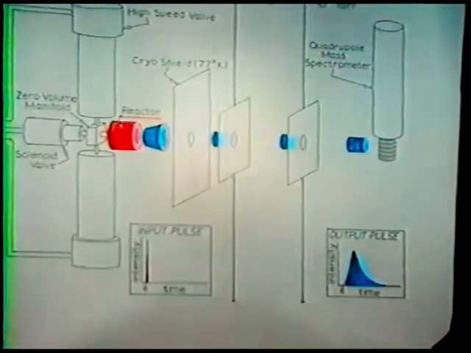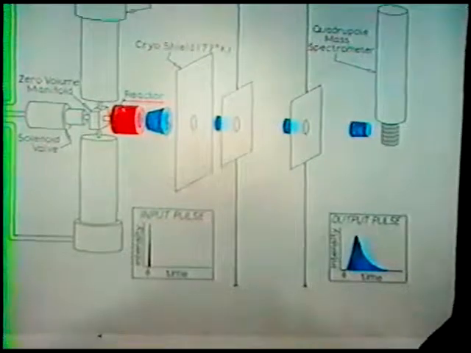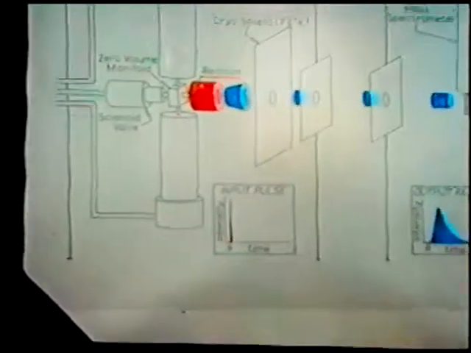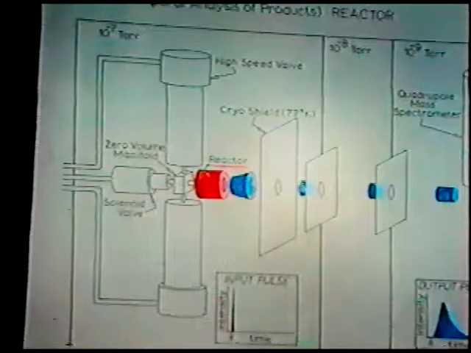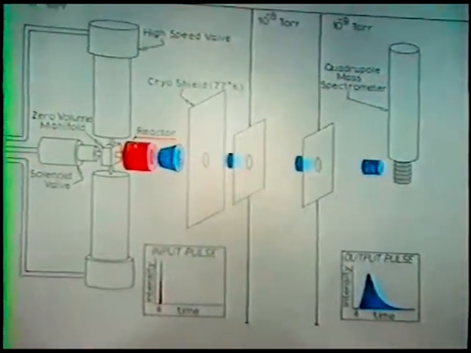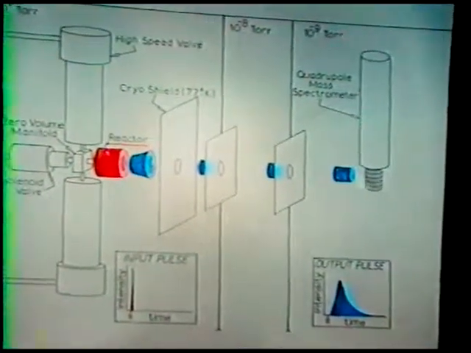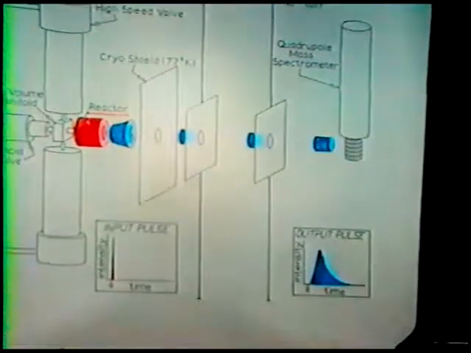This enables one to look at reactions in a time domain that's much harder to achieve by any other technique. So once the reactants pass through the reactor and products are formed, the products are then sort of skimmed off by a series of differentially pumped chambers, and then finally are detected mass spectrometrically and can be identified by their cracking fractions.